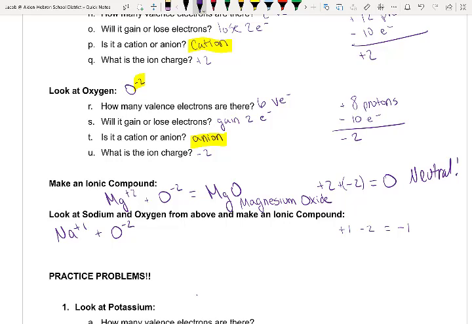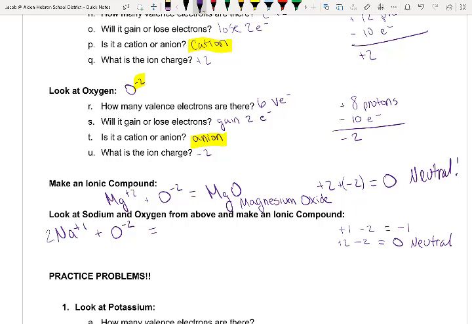So to make these two neutral, you're going to want to increase your cation to match your anion. So if I were to have 2 of these sodiums, I would then have 2 times my 1. So that would be a +2 and -2, which equals 0. So that's how it would be neutral.